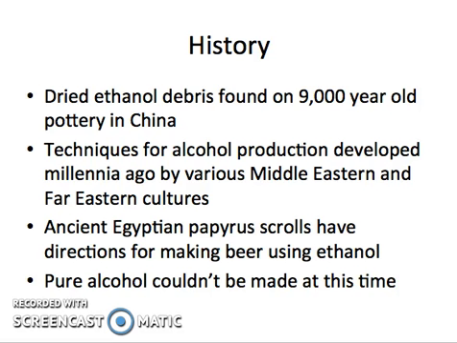Dried ethanol debris was found on 9,000-year-old pottery in China, which hints that the Neolithic people in China and this part of the world may have consumed alcoholic drinks. Also, techniques for alcohol production developed millennia ago by various Middle Eastern and Far Eastern cultures. Ancient Egyptian papyrus scrolls have directions for making beer from dates and other plant foods using ethanol. And pure alcohol couldn't be made at this time. So it was always mixed with water, flavorings, and plant residue from the original fermentation.